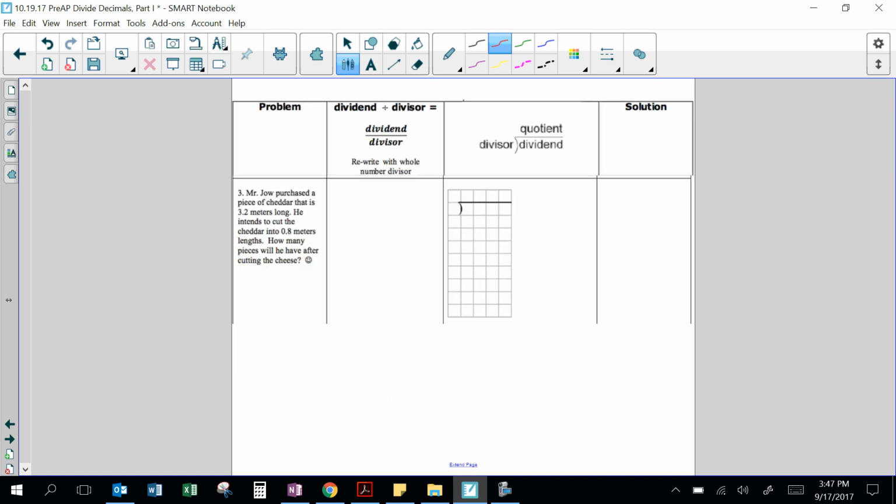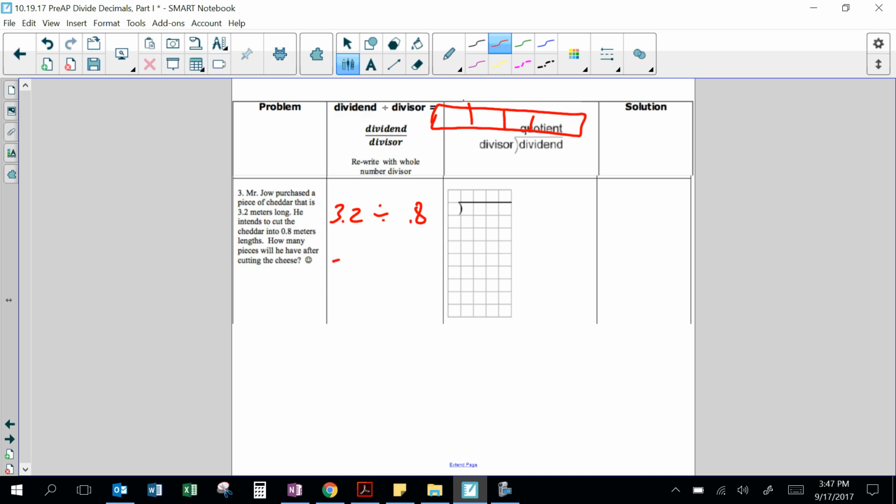I purchased a piece of cheddar that is 3 2/10 meters long. So here's my cheddar cheese. I intend to cut the cheddar into smaller parts, each 8/10 meters in length. How many pieces will I have after I cut the cheese? So I cut the cheese. Hopefully the class doesn't leave after I've done that.